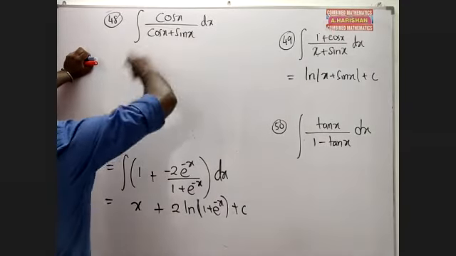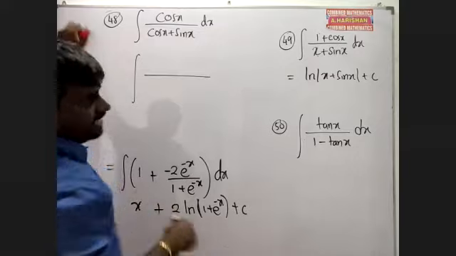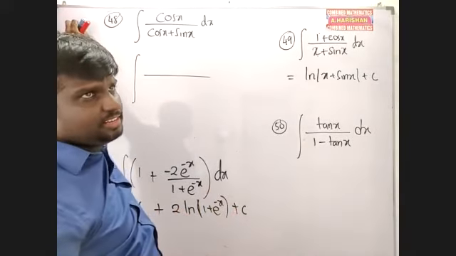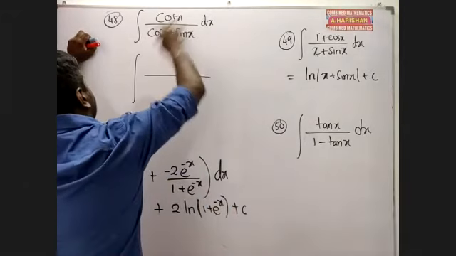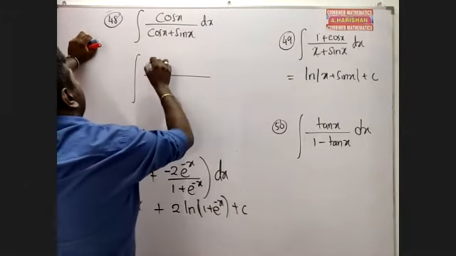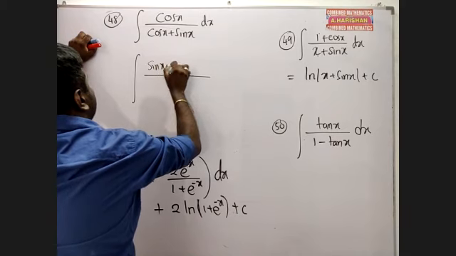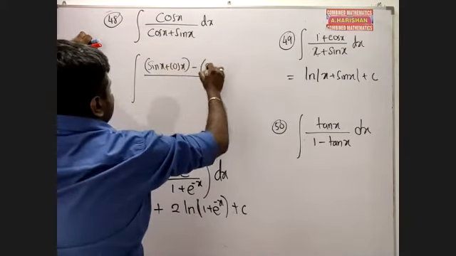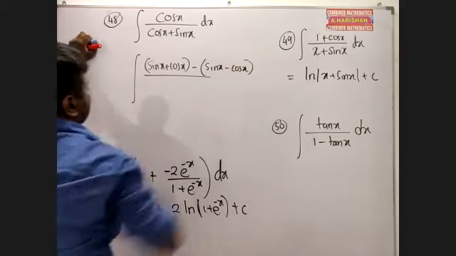Right. So what I can do is there is a small technique. Later I will tell what the technique is. Now I just do it. In the next class we will discuss that. I'm going to write the cos x as sin x plus cos x, minus sin x minus cos x. Is it clear?